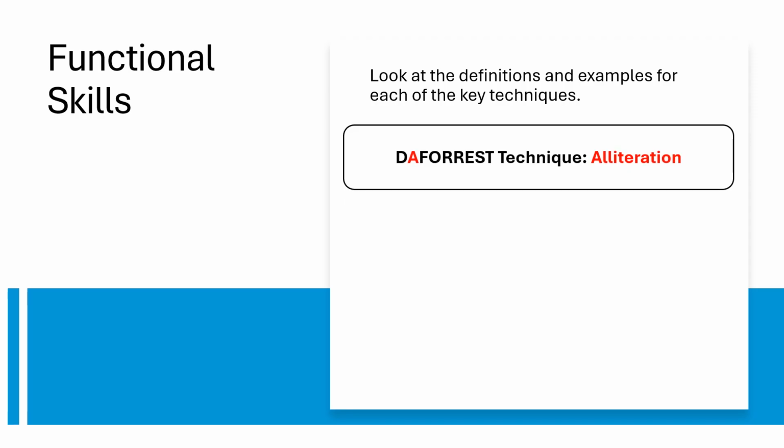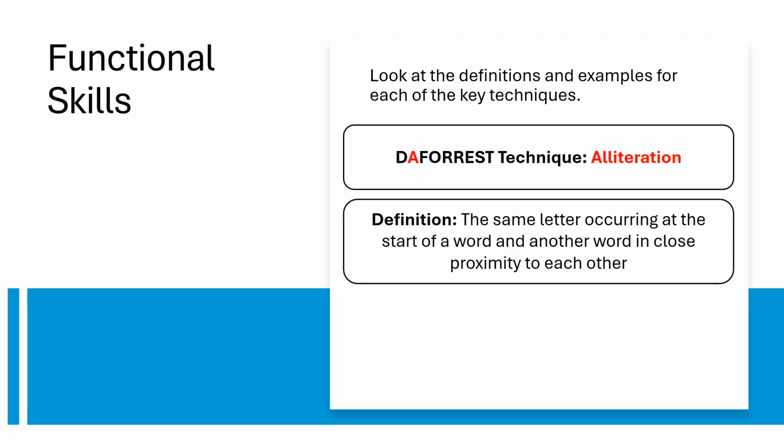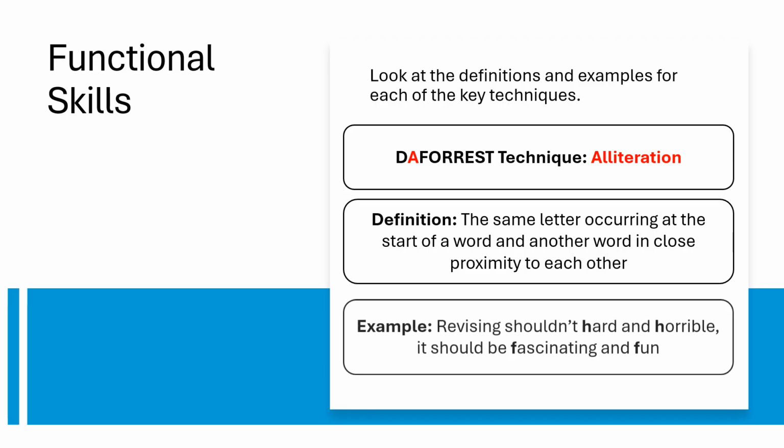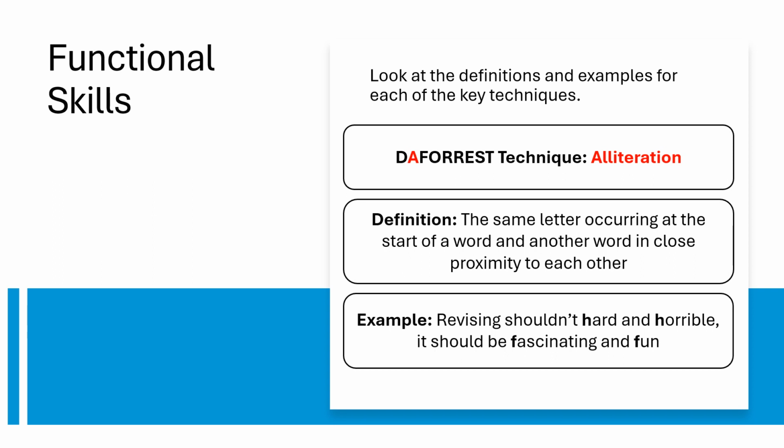Next we're going to move on to our second letter in our DeForest acronym, which is alliteration. A definition of this is the same letter occurring at the start of a word and another word in close conjunction or proximity to each other. So an example of this would be, revising shouldn't be hard and horrible, it should be fascinating and fun. So again, alliteration then is basically just repeating the same letter 2 or more times, and you can see that we've done that in words like hard and horrible, but also in fascinating and in fun.